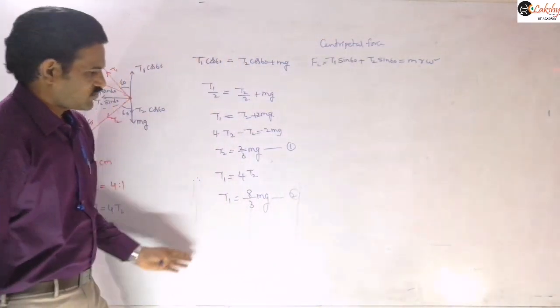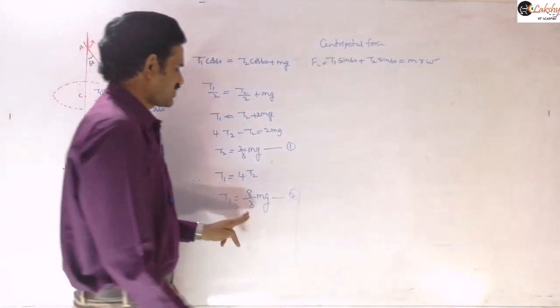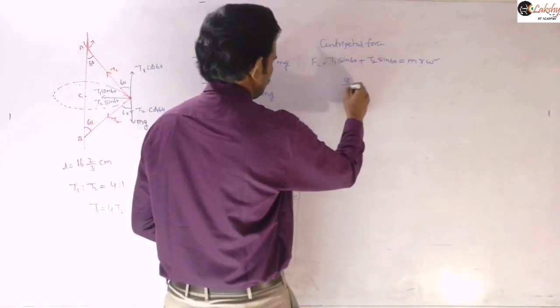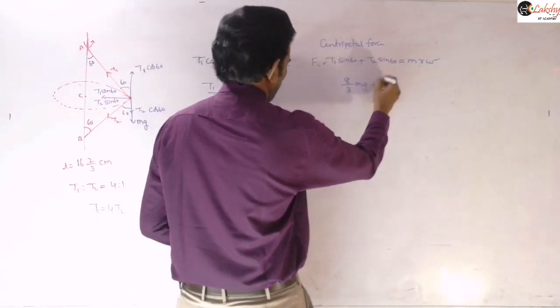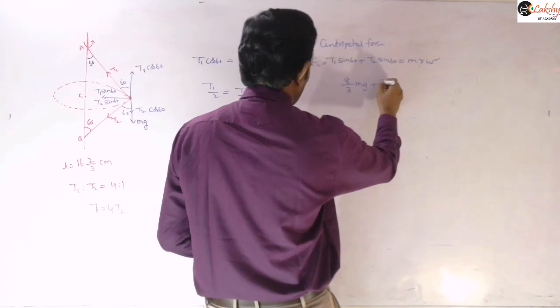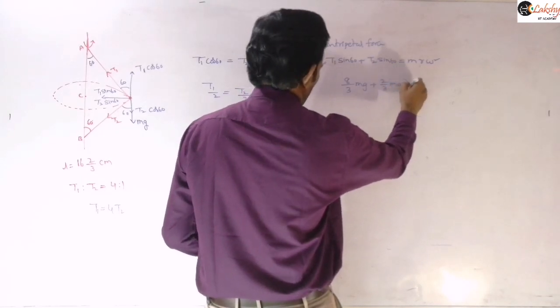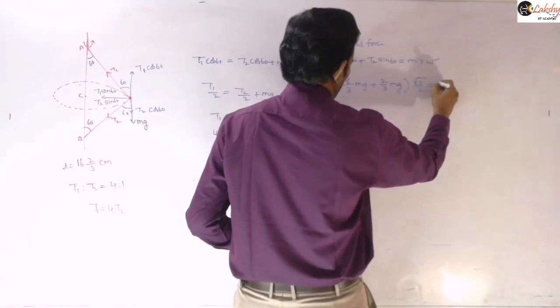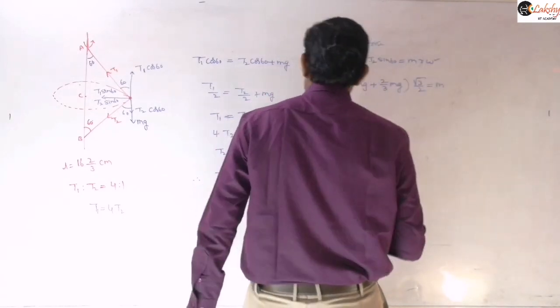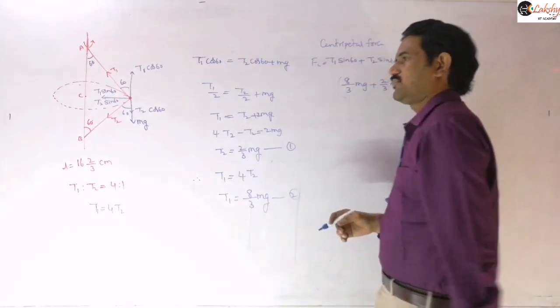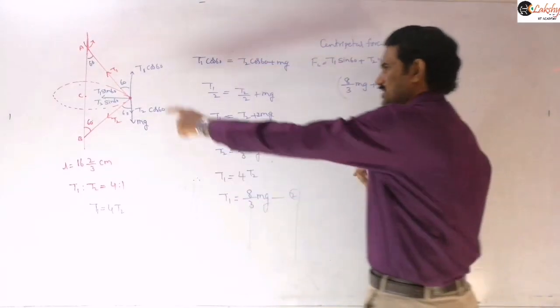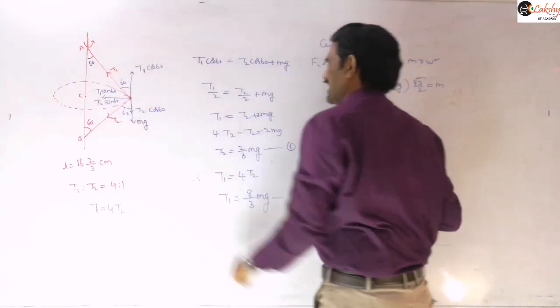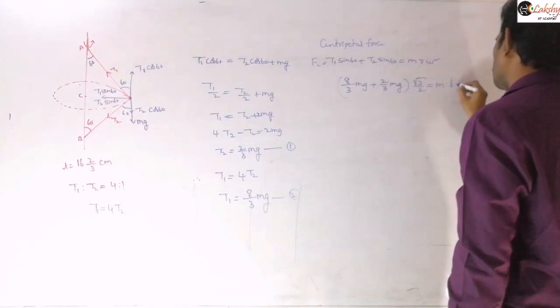Now we can substitute these expressions and simplify. T1 is 8 by 3 mg plus T2 value is 2 by 3 mg, into sin 60, which is root 3 by 2, is equal to m r omega square. That r value you can write using the geometry: if this length is L, then r is L sin 60.